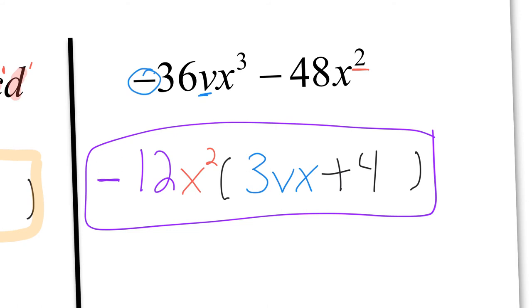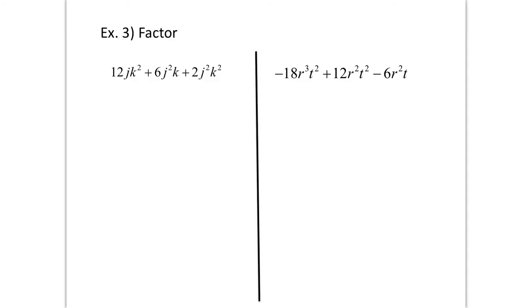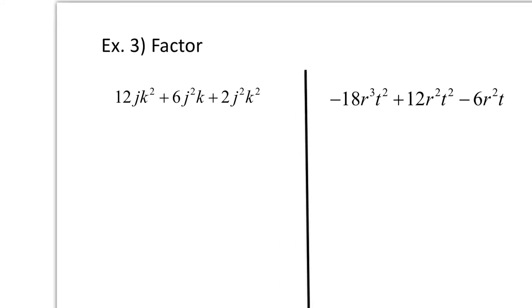All right, guys, now it's time to look at trinomials. I have a couple of trinomials here. And the concept is the same thing. You just need to do it 3 times. You need to look for the greatest common factor for 3 different numbers. So we want to factor the trinomials.